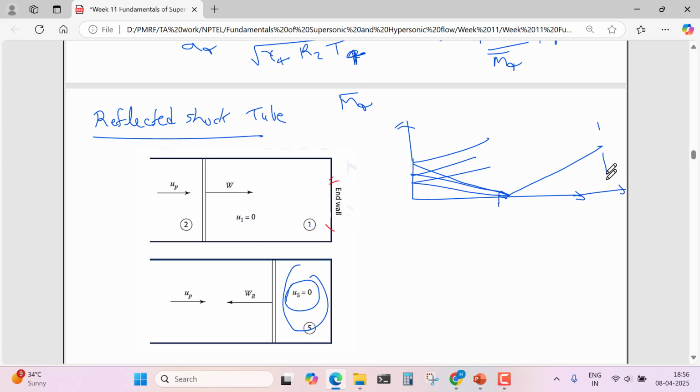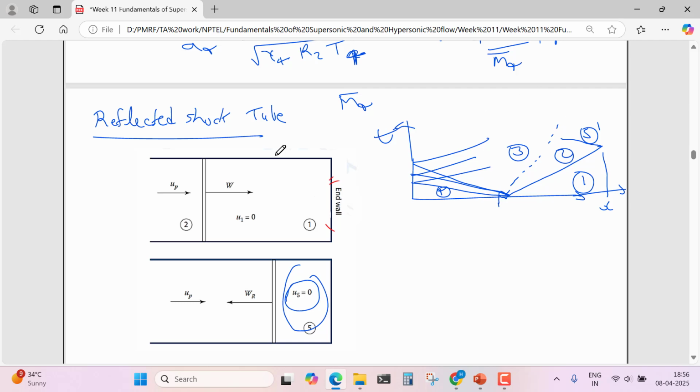And here there is a wall. So it will reflect from the wall. So this region was 1, this was 2, and from the reflection from the wall, this region became 1. This is the x-t diagram. And in this case, our test gas will be in region 5.